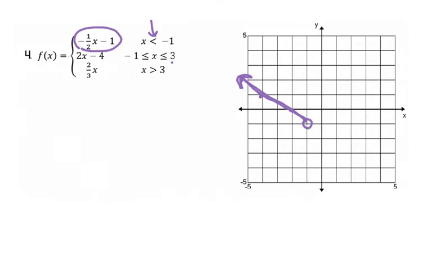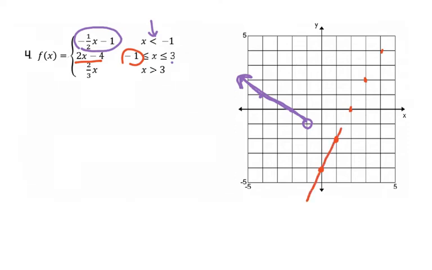Okay, next one, 2x minus 4. So I'm going to go to negative 4, and I'm going to have a slope of 2. So I'm going to draw my line. Now this one, it's going to pick up at negative 1, so I actually need to go backwards a little bit.